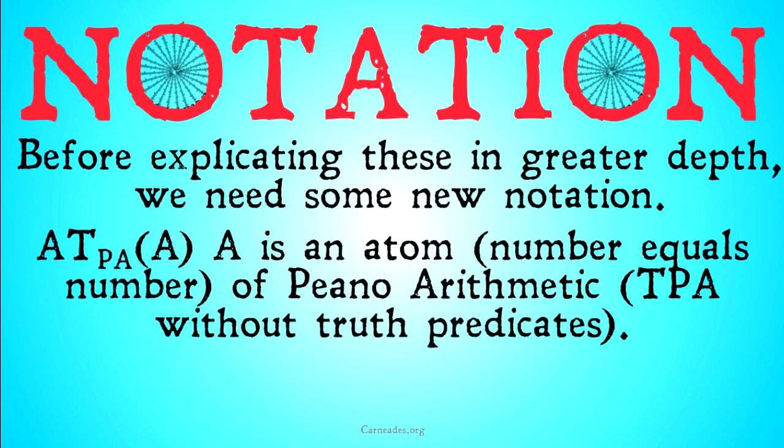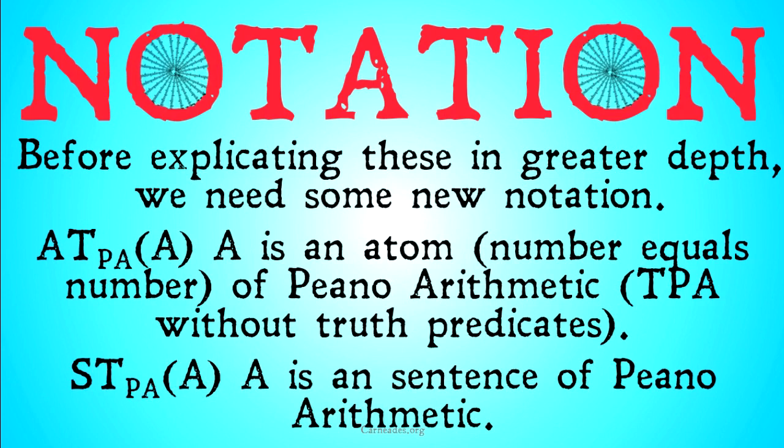So, the first piece of new notation that we're going to add is AtPA(A). So that's going to say basically that A is an atom. It's just a number equals a number of Peano arithmetic. Basically TPA without the truth predicates. So A is going to be an atom, or the number that A represents is going to be an atom of Peano arithmetic.